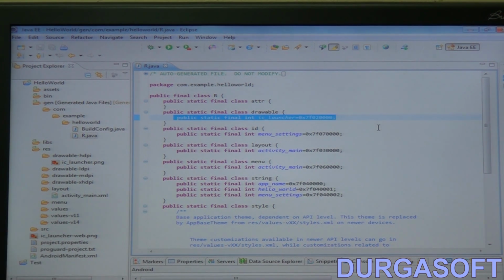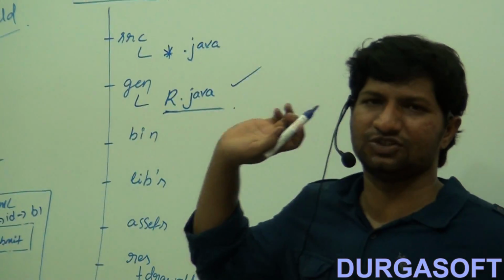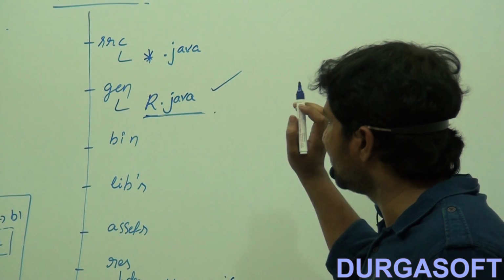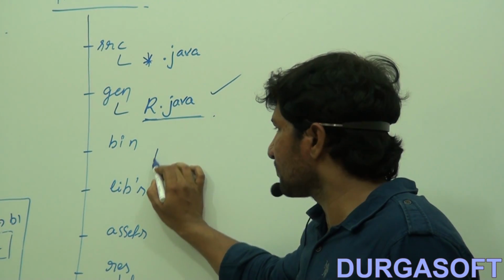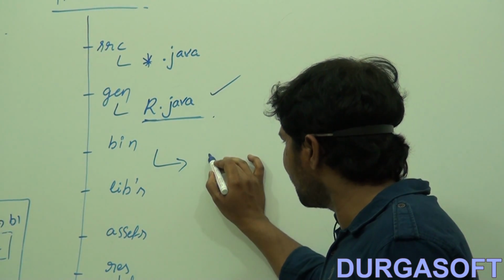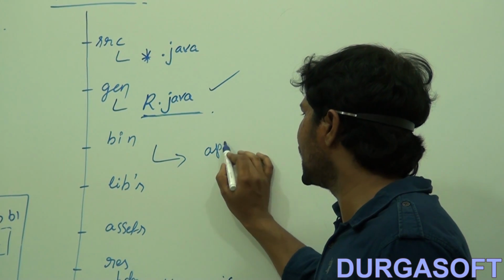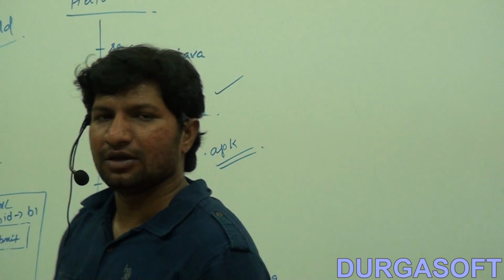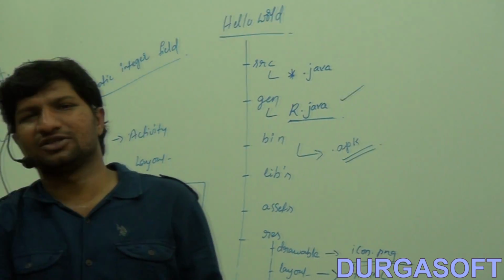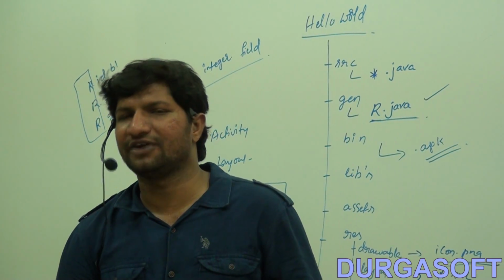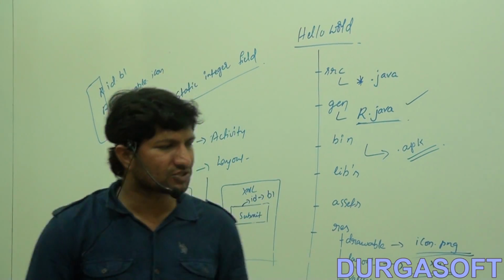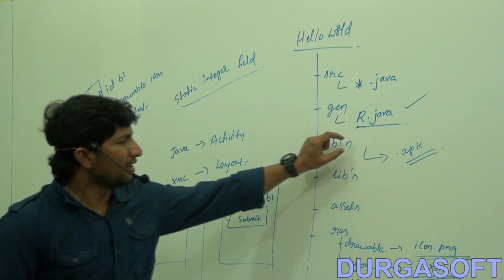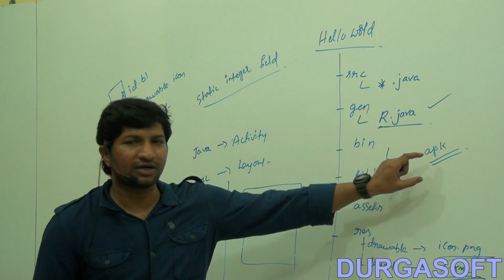This is about r.java. In the generated folder, you will get the r.java file. Okay, and the next one is the bin folder. In the bin folder, you will get one important file called the apk file. So all these are very important questions in the interviews. What is meant by r.java and what is meant by apk? So here in the bin folder, you will get one file called .apk.